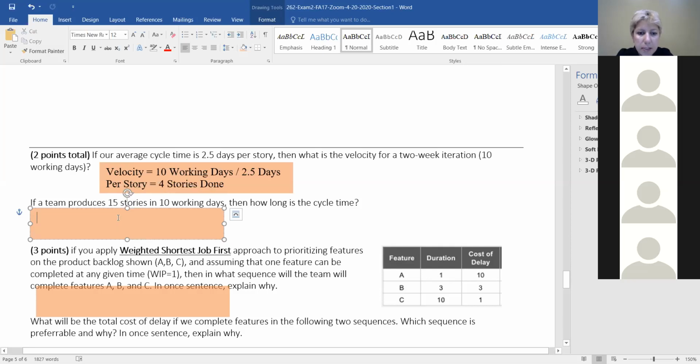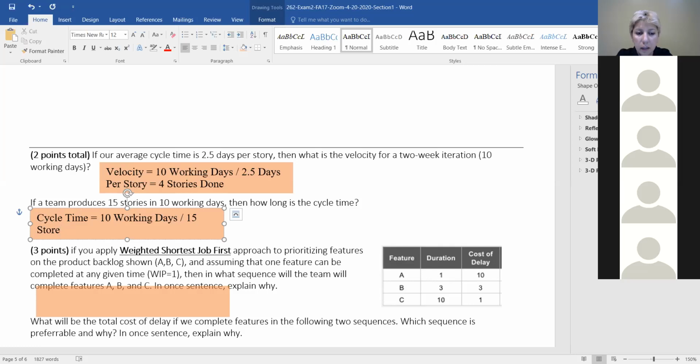Right. So we got 15 stories in 10 working days. Cycle time is about time. So you put the working days, however many days you took, at the top, and you divide it by the number of stories you completed to get the average cycle time, the average time it takes to finish one single story. So write cycle time equals your time, which is 10 days, divided by 15 stories. Exactly, and that equals 2.67. That's how much an average point takes, so 10 divided by 15.